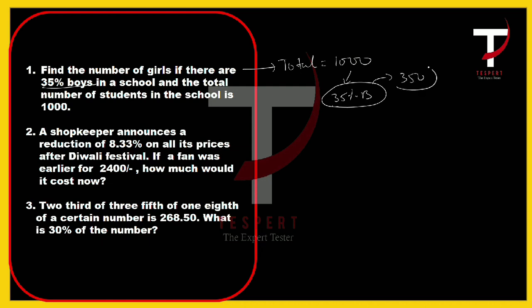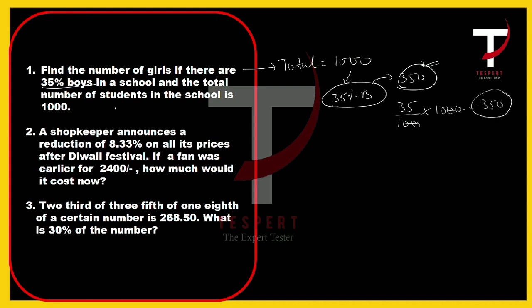But how did we arrive at this 350? 35% means 35 by 100. 35% of 1000, right? So we got 350 as the number of boys.